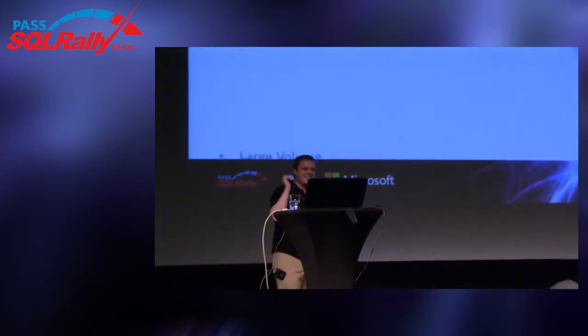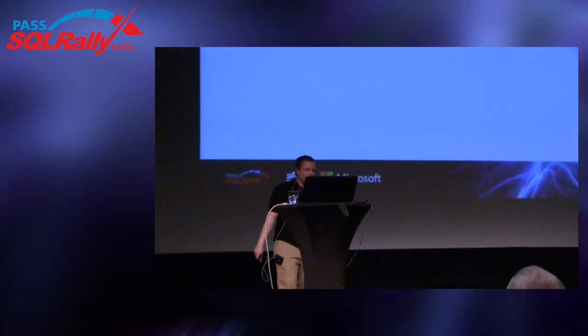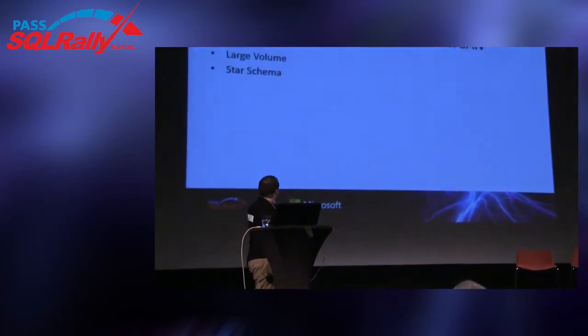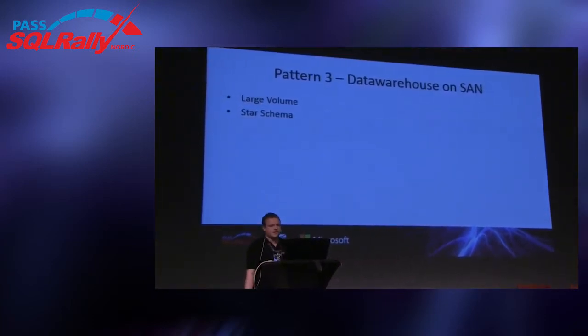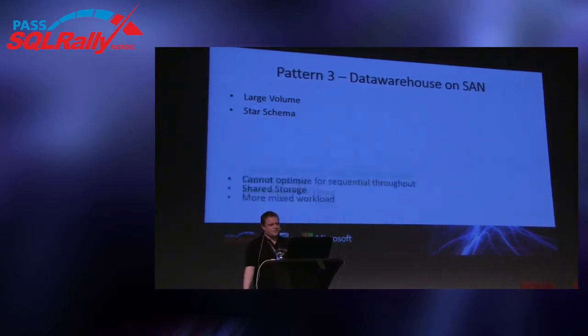So, pattern 3, data warehouse on a SAN. This is really the meat of the presentation. We've got some similarities: a large volume of data, generally in a star or a snowflake schema or something like that. But here are the differences.